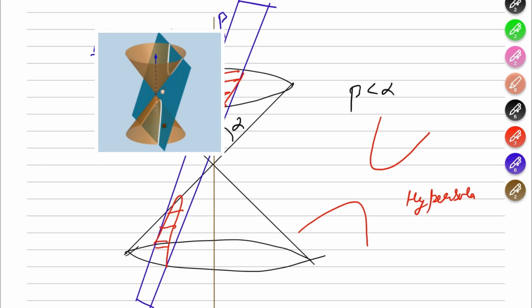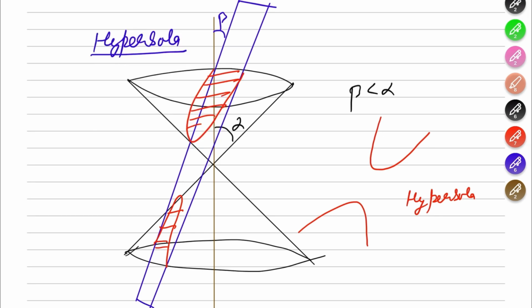Two branches of a single hyperbola. It's not that there are two hyperbolas. There is only one hyperbola but with two branches, and they are also not two parabolas. They are just one hyperbola with two branches. So this was the non-degenerate case. Let's see what the degenerate case is.